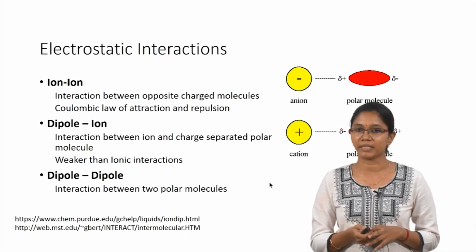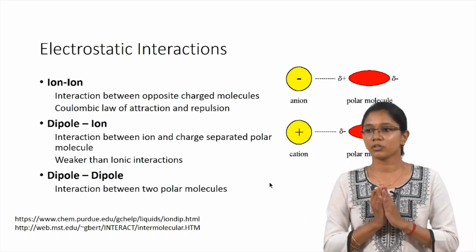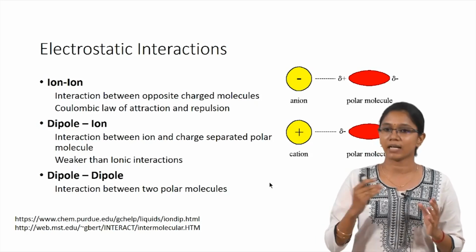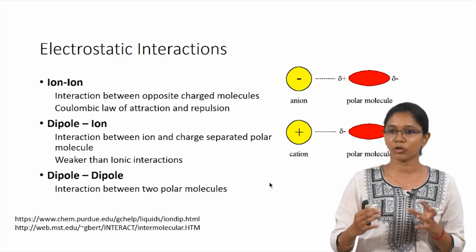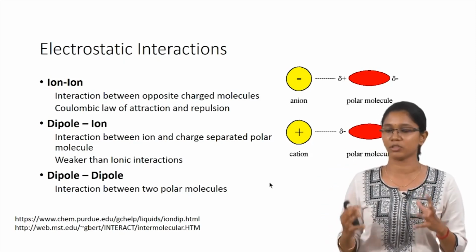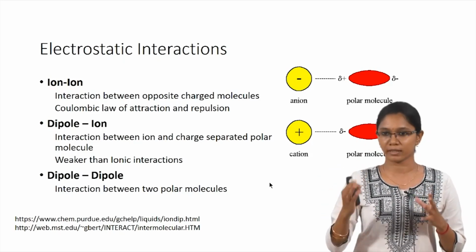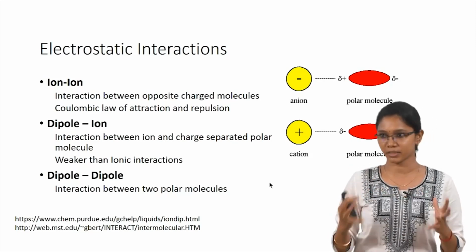So, the first one will be electrostatic interactions. All these interactions are not high energy, unlike your covalent bonds. Covalent bonds have around 500 kilojoules per mole of energy, and to break a covalent bond you need so much energy.